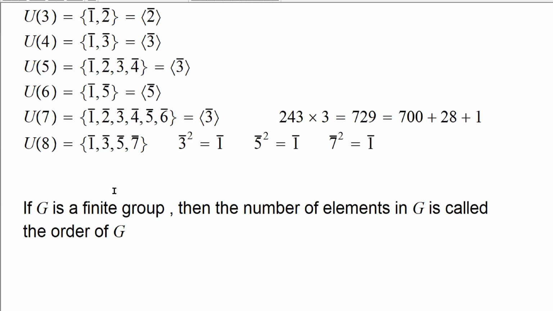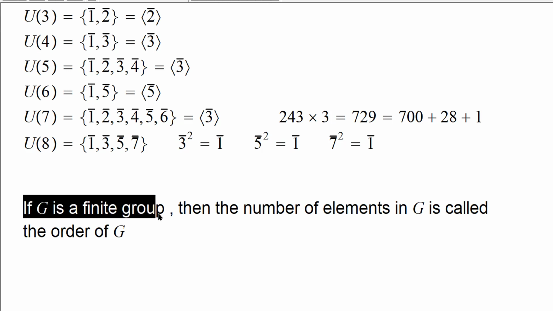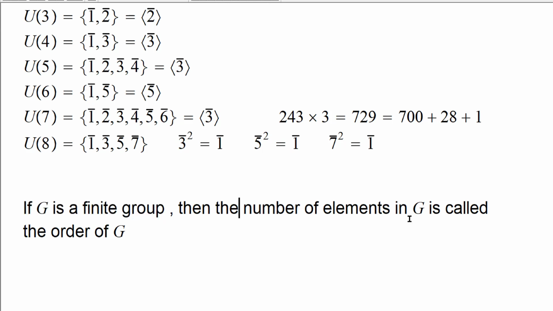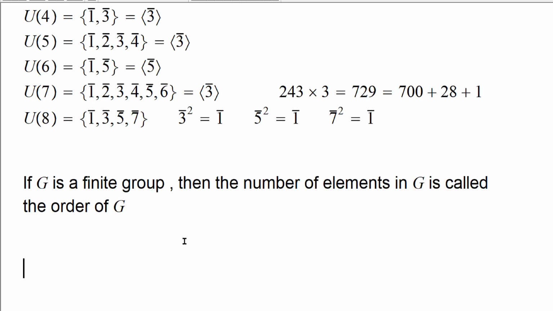So one terminology is this: if G is a finite group, then the number of elements in the group G is called the order of the group G. On the other hand, say I have a group G and an element A in the group G. The group may be finite or infinite, okay? So for A belonging to a group G, let's have it understood.